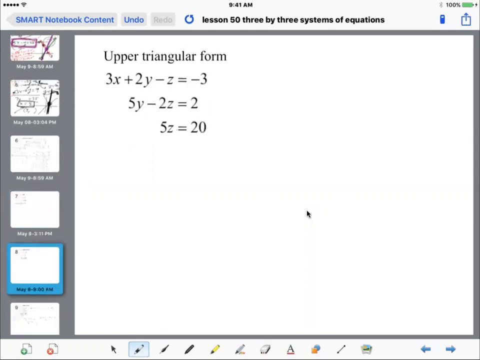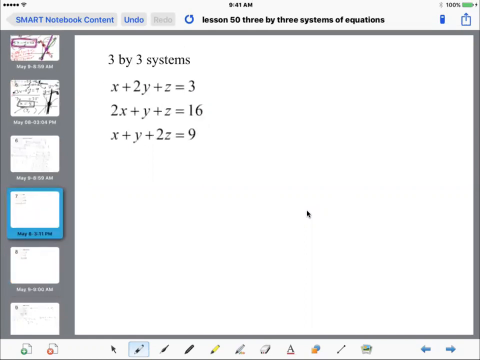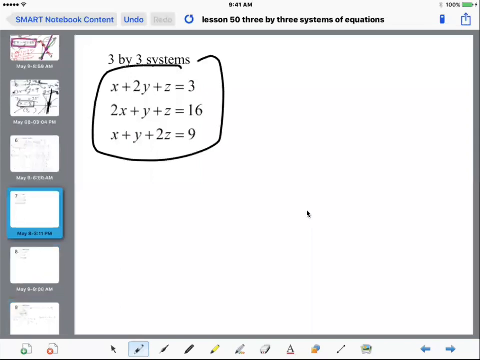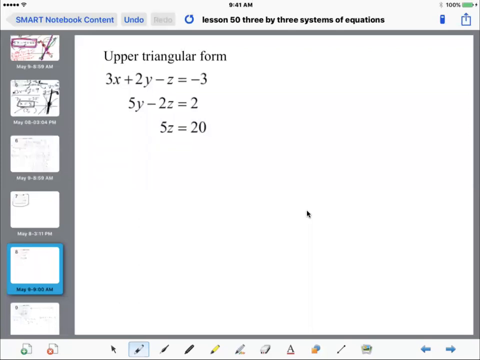Today's method is going to be to somehow convert a 3x3 system of equations into a 3x3 system again that looks more like this. In a system like this, the top equation has all three variables, the middle equation has just two variables, and the third equation has just one variable. When that happens, it's called upper triangular form because this looks like a right triangle.